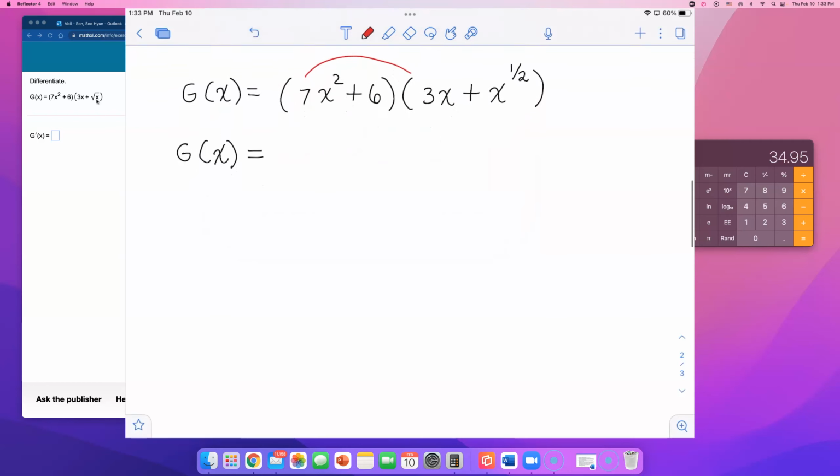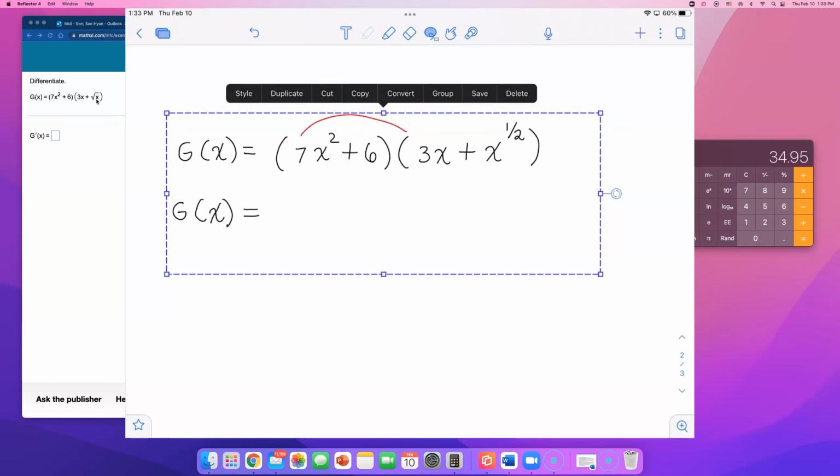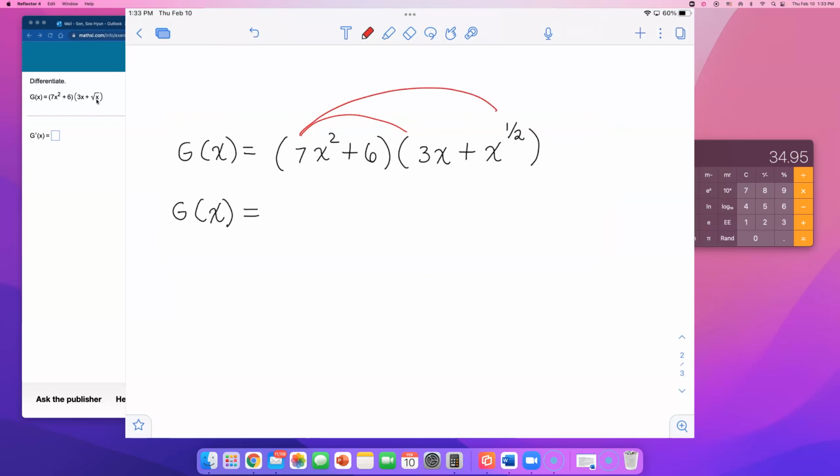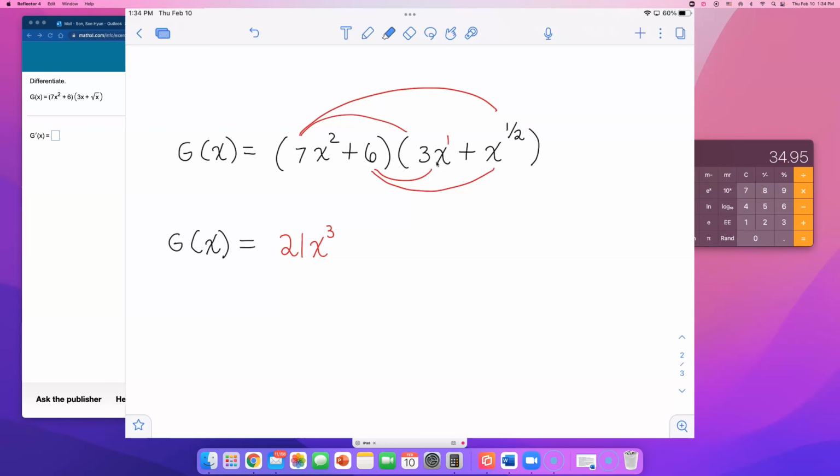All right, hold on. Let me bring the work down a little bit. Okay, I'm ready to do this. Okay, so first, 7x squared times 3x, that's 21x to the 3rd power, because look, I added 2 plus 1 to get that new exponent of 3.